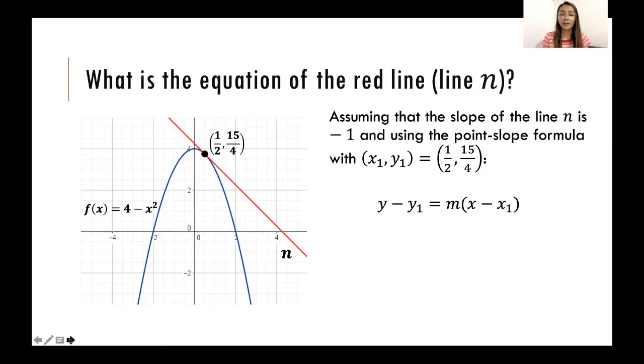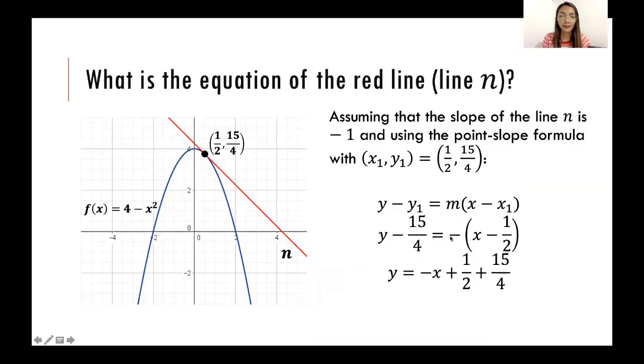So we have y minus y sub 1 is equal to m times the quantity x minus x sub 1. So let's just substitute. Substitute mo lang, si y sub 1 is 15 over 4 and si x sub 1 is 1/2. Okay, so we have y minus 15 over 4 is equal to negative. Ang m natin is -1. Okay, so okay lang kahit hindi mo na ilagay si 1. Okay, kahit negative na lang, it's okay, it's just same. Okay, so we have negative times the quantity x minus 1/2.